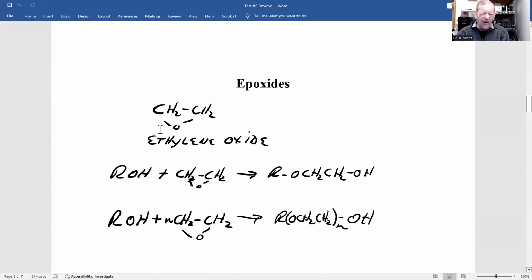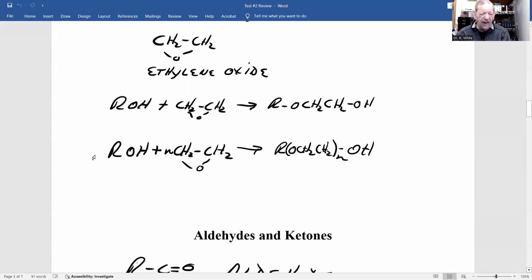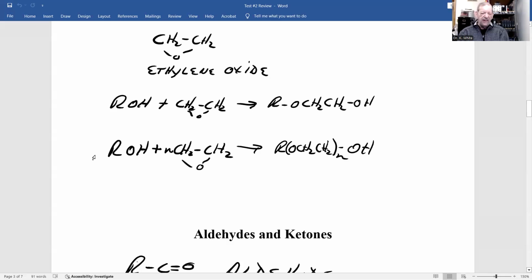All right, next I talked about epoxides. And I really only talked about one epoxide, which you don't have to know the name of, but should be familiar with the structure, and that's ethylene oxide. And I only talked about 2 reactions with ethylene oxide. Alcohol with 1 mole of ethylene oxide gives this ether alcohol. And this is important, what we call a surfactant.